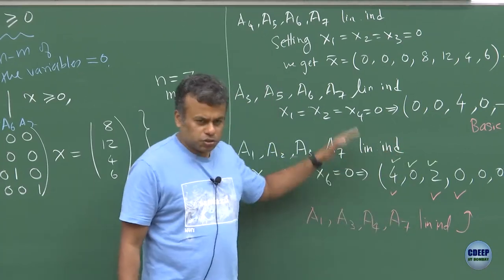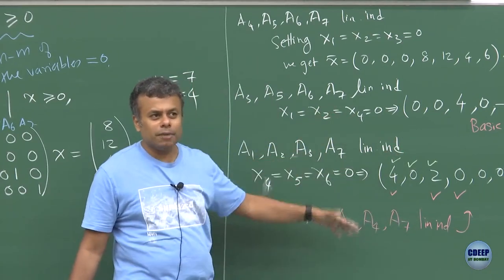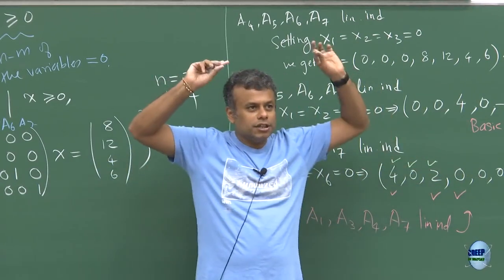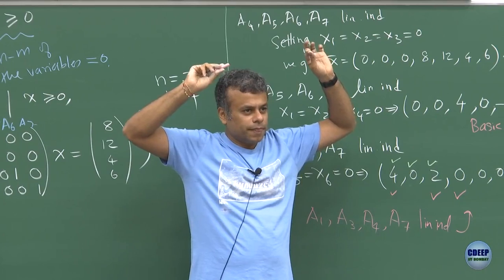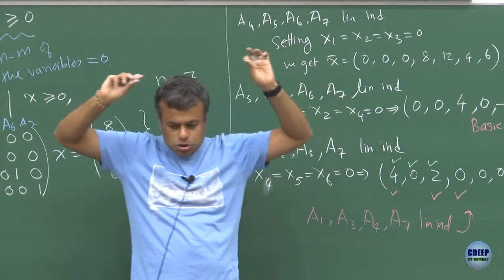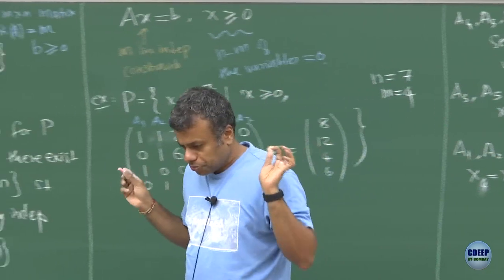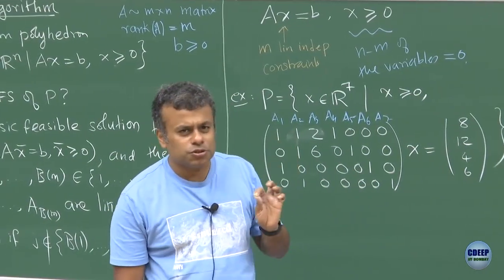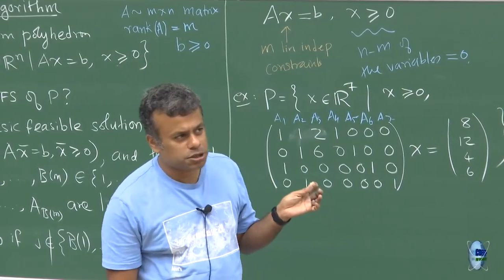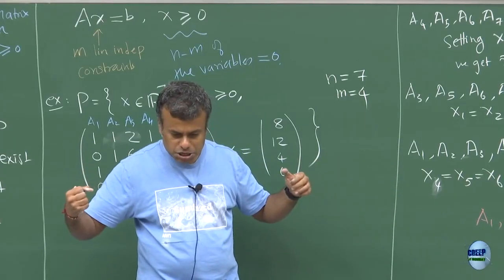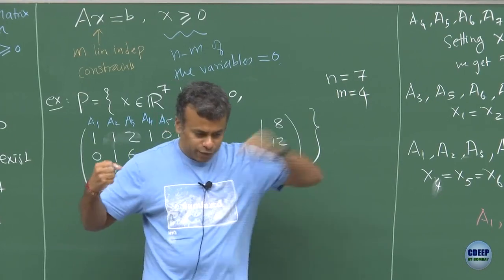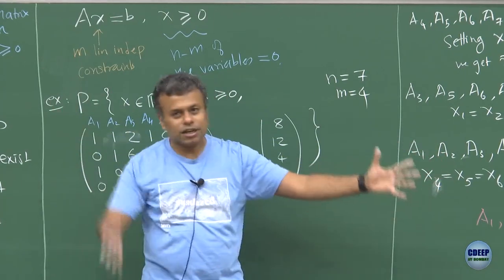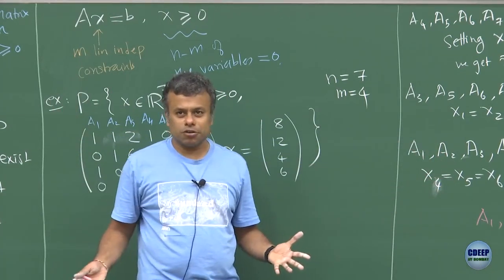So algebraically I'm doing two different things, but they give rise to the same point in the geometry, in this space, right? So although we know that all extreme points are basic feasible solutions and all basic feasible solutions are extreme, it is not a one-to-one correspondence. Any basic feasible solution will give you one extreme point, but one extreme point can be given by several sets of basic and non-basic variables.